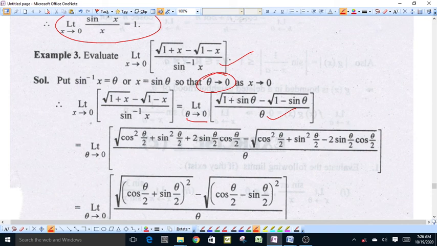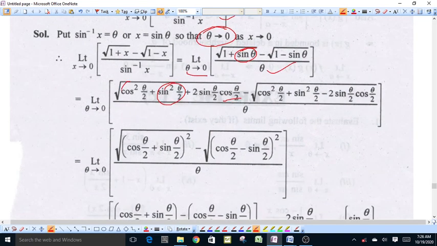and sin theta from trigonometry is equal to 2 sin theta by 2 cos theta by 2. Similarly, in this term, 1 can be written as cos square theta by 2 plus sin square theta by 2, minus 2 sin theta by 2 cos theta by 2. Cos square theta by 2 plus sin square theta by 2 plus 2 sin theta by 2 cos theta by 2 can be written as cos theta by 2 plus sin theta by 2 whole square. Similarly, this will be equal to cos theta by 2 minus sin theta by 2 whole square.